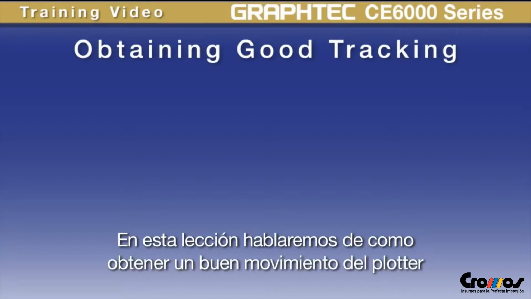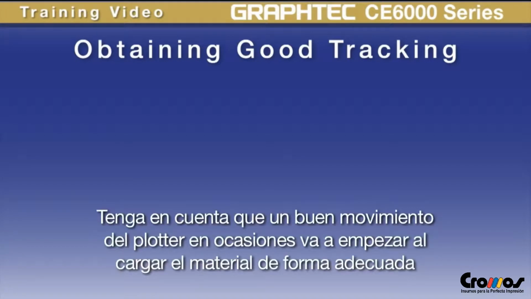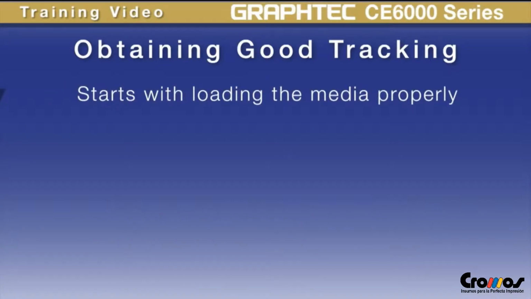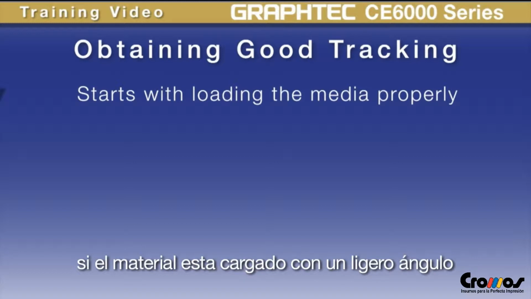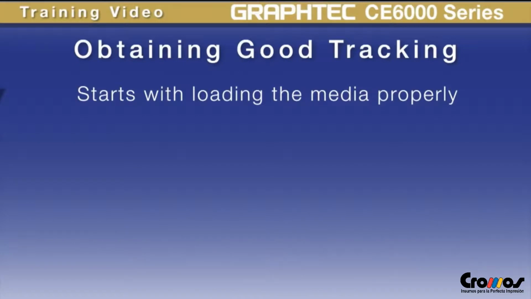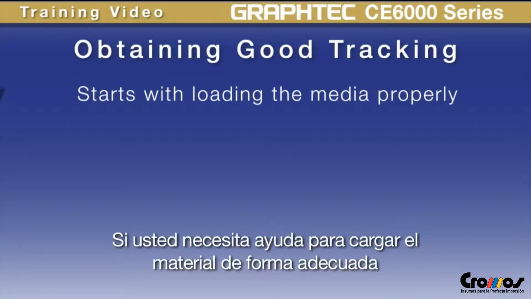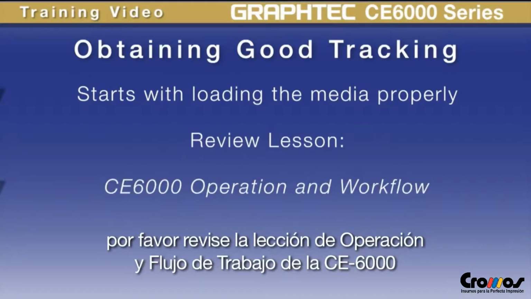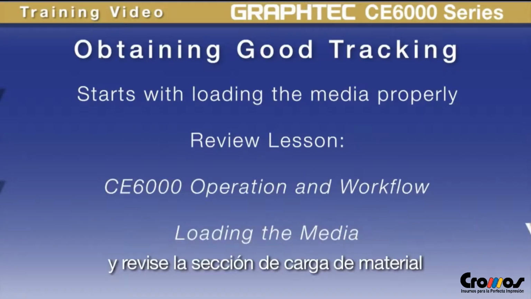In this lesson, we'll cover how to get good tracking from your cutter. Keep in mind that good tracking will often start with loading the media properly. If the loaded media is at a slight angle, this can cause skewing over longer jobs of 5 feet or more. If you need help with loading the media properly, please review the lesson on CE 6000 Operation and Workflow and review the section on loading the media.